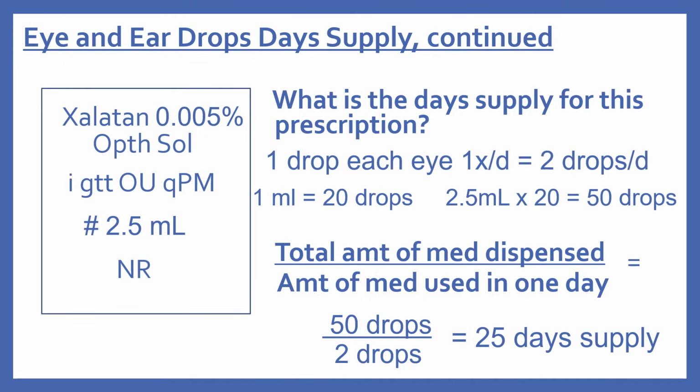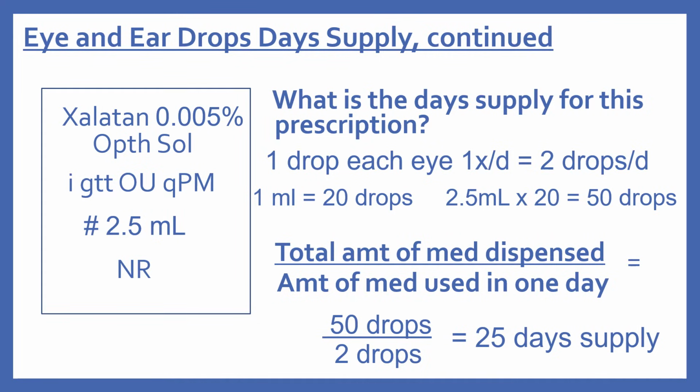So our first eye and ear drop example, we have a prescription for Xalatan 0.005% ophthalmic solution. The directions are 1 GTT OU QPM. That's 1 drop into each eye every evening. Dispense 2.5 milliliters with no refills. So the question here is, what is the day's supply for this prescription?